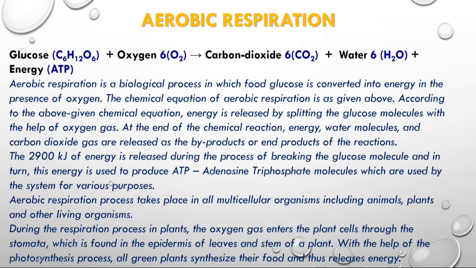Now, aerobic respiration, where does it take place? It takes place in all the multicellular organisms, including all animals, all plants, and all other living organisms as well. So, during the respiration process in plants, the oxygen gas enters the plant cells through the stomata. During respiration, what happens in plants? The oxygen gas enters the plant cells.